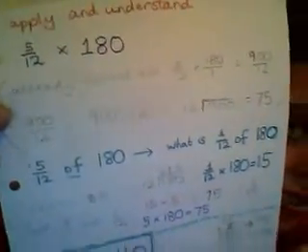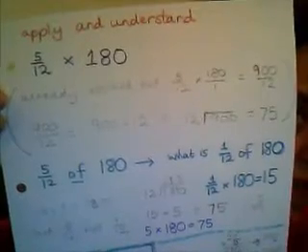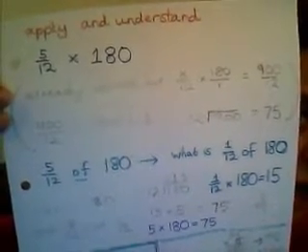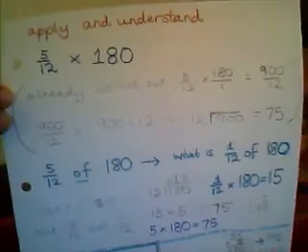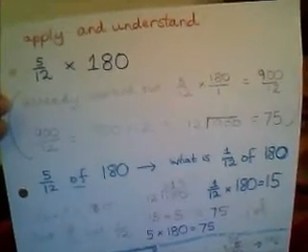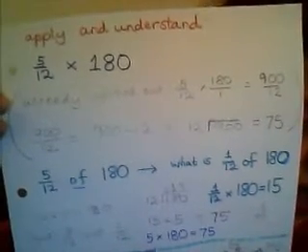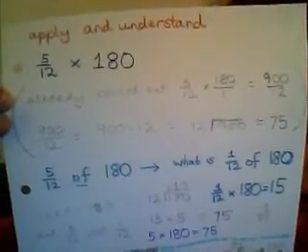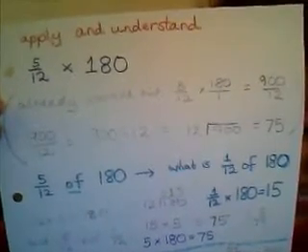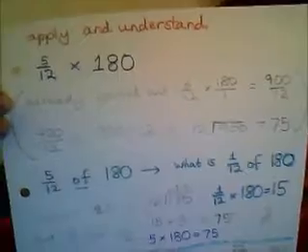We said 5/12 times 180 over 1, top times top, bottom times bottom. Top times top, 5 times 180 is 900. Bottom times bottom, 12 times 1 is 12. That means we had 900 over 12. We had to then divide, of course. 900 divided by 12 gave us 75. That was method 1 condensed.